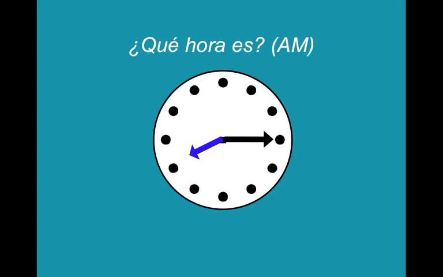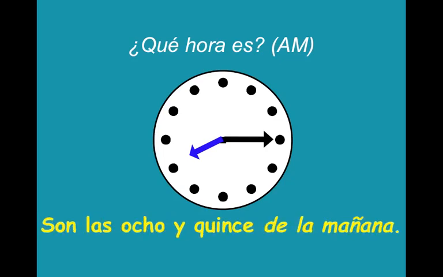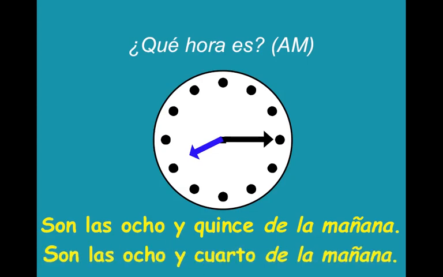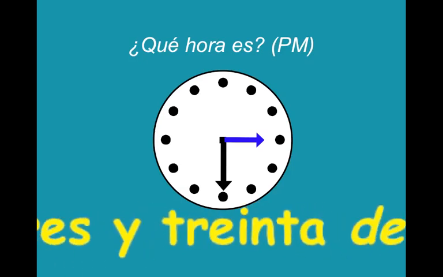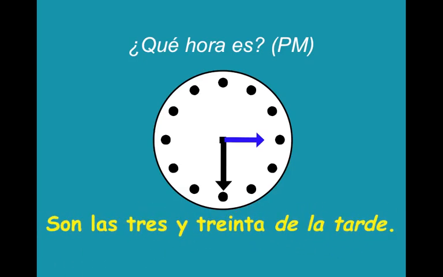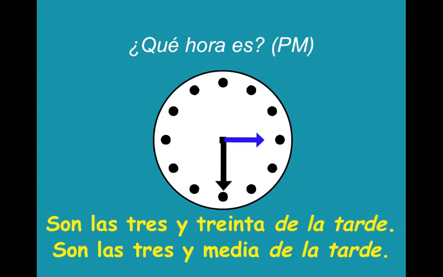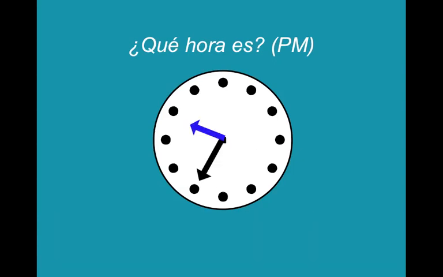Notice it's in the morning. Son las 8:15 de la mañana. ¿Qué hora es? A few ways to say this. Notice it's p.m., afternoon. Son las 3:30 de la tarde. ¿Qué hora es?